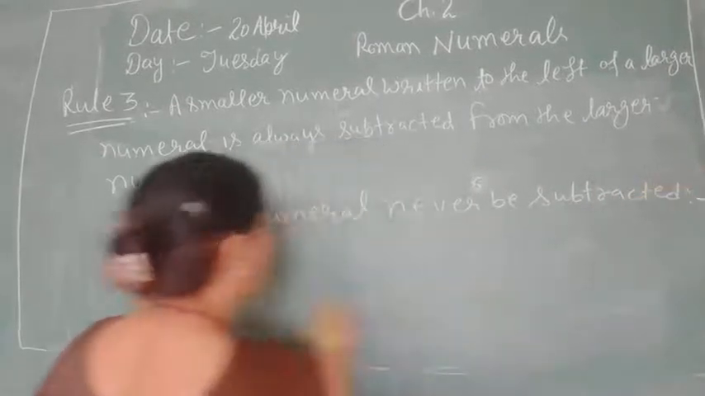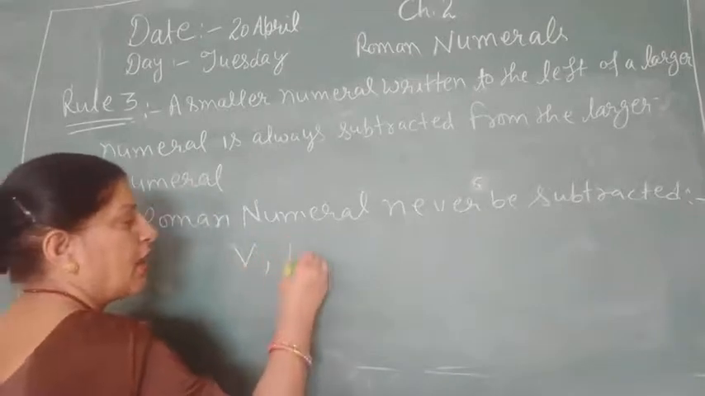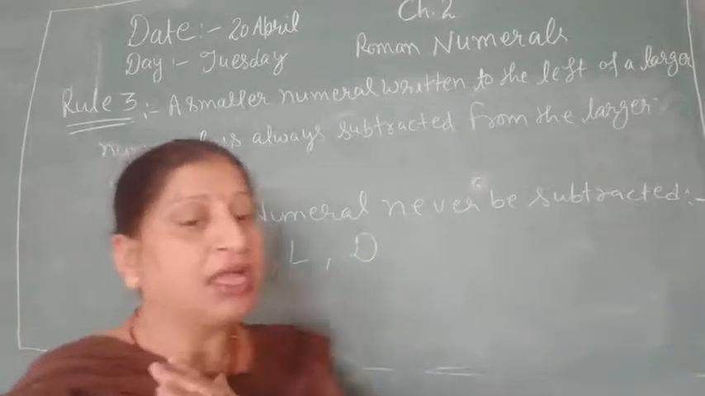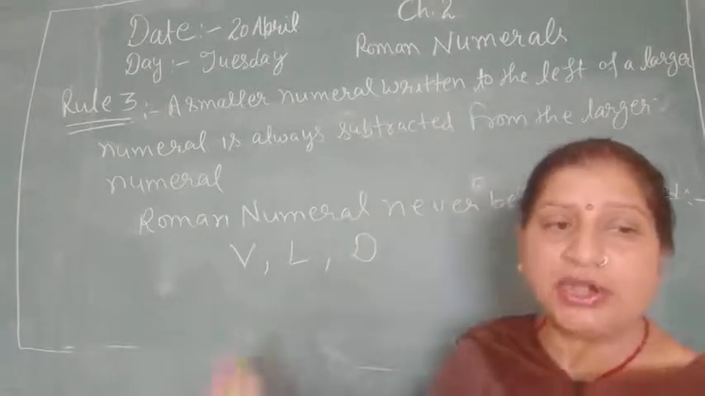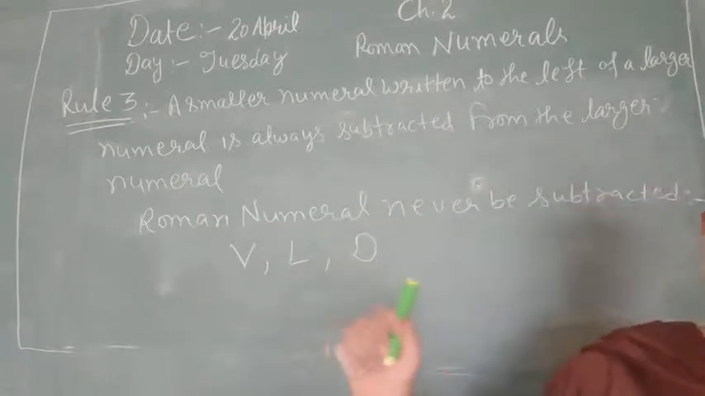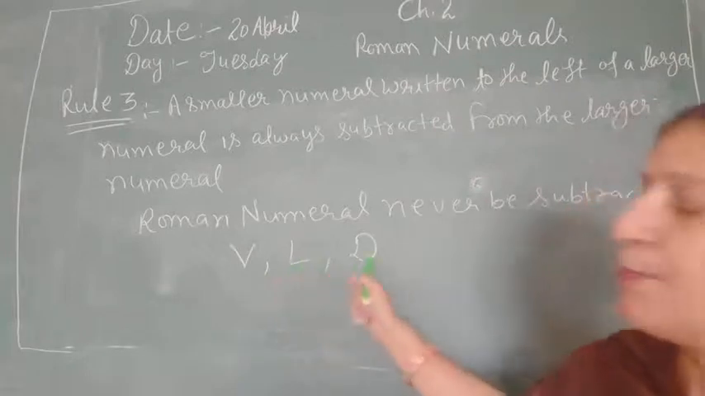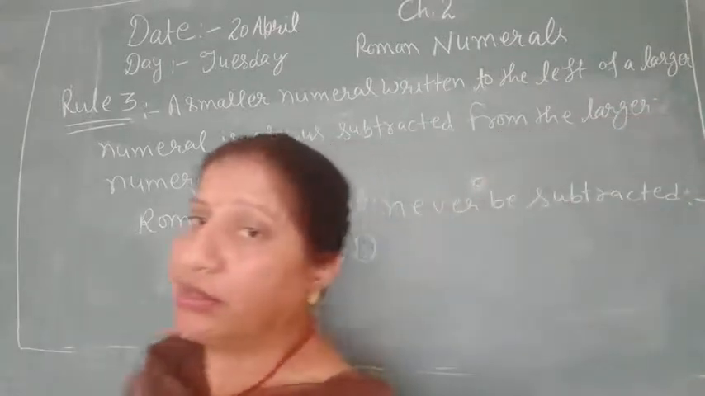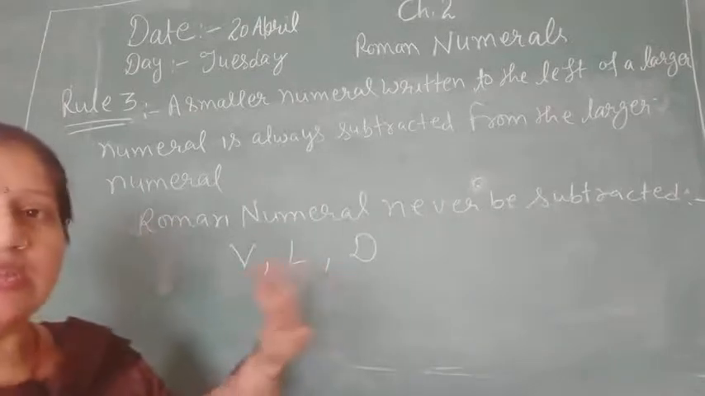That's V, L, D. These Roman numerals can never be subtracted. ये रोमन न्यूमरल्स ऐसे हैं जो कहीं पर भी सब्ट्रैक्ट नहीं होते हैं. तो now we see here what is common in these numbers.